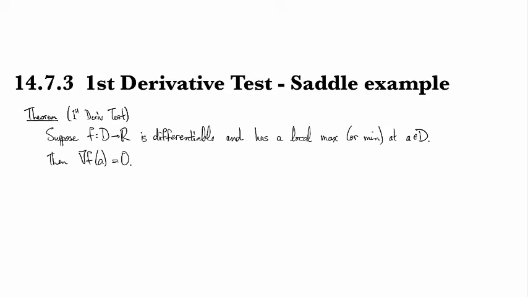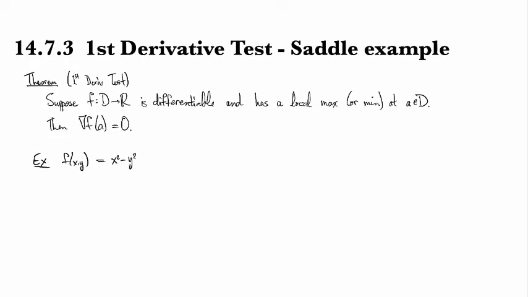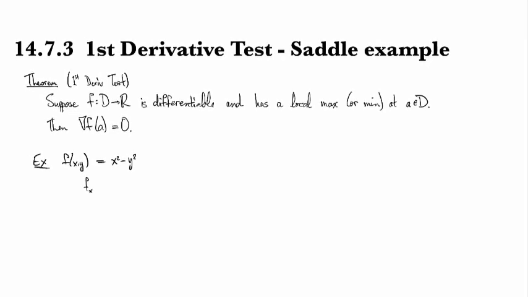All right, so let's look at another example of the first derivative test. This time we'll take our function to be x squared minus y squared. The first derivative test that we're going to use to find our critical points tells us that we need to see where the gradient is equal to 0. The gradient is composed of the first partial derivatives, so we go ahead and compute those.